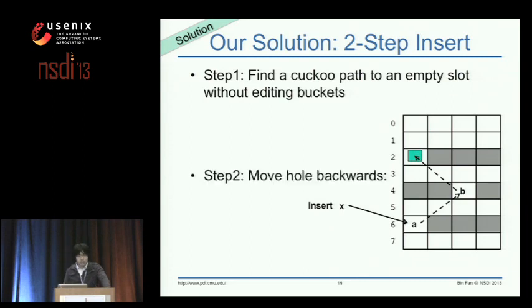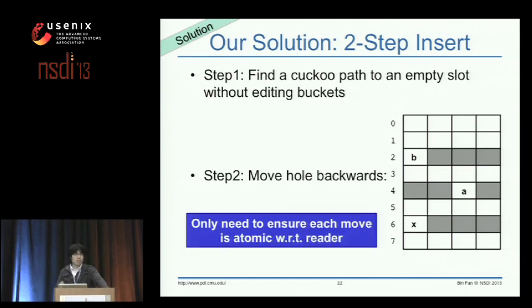The next thing you do is move the empty slot back. What I mean here is, first, you exchange B and the empty slot. Then next, you move A to bucket 4 to occupy the empty slot. By propagating this empty slot, you successfully move an empty slot to bucket 6, and you can safely insert key X. Then you are done with insertion.